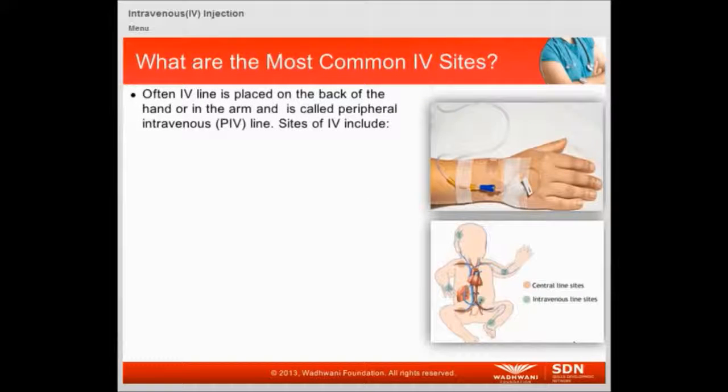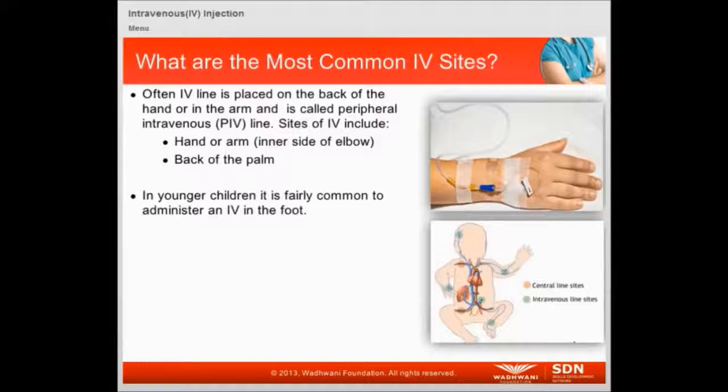Often, an IV line is placed on the back of the hand or in the arm and is called a peripheral intravenous or PIV line. Sites for IV include the hand or arm, the inner side of the elbow, and the back of the palm. In younger children, it is fairly common to administer an IV in the foot.